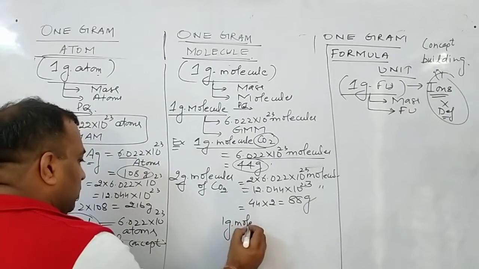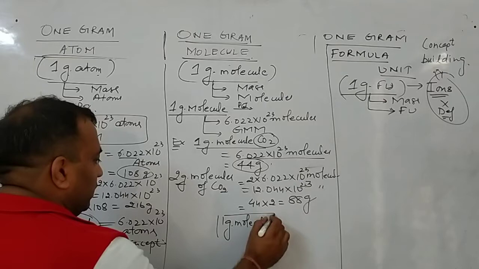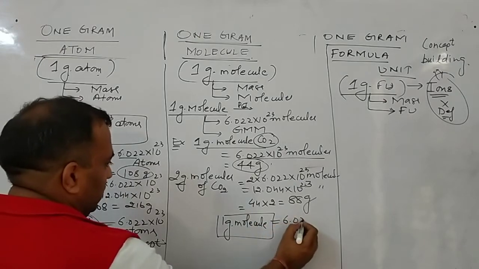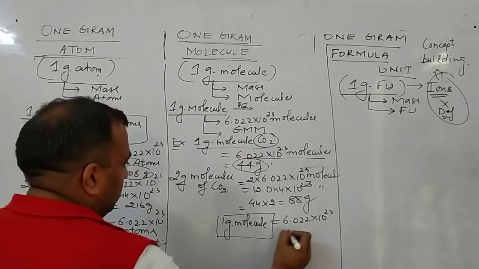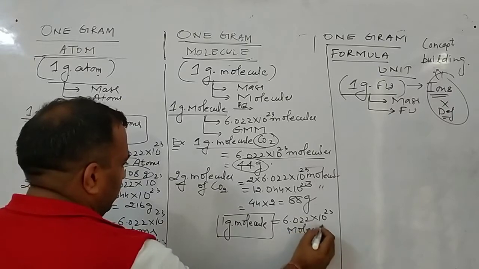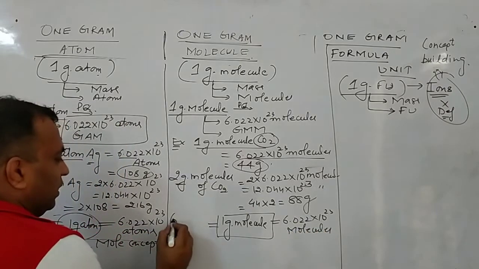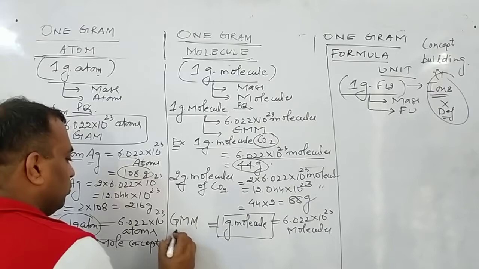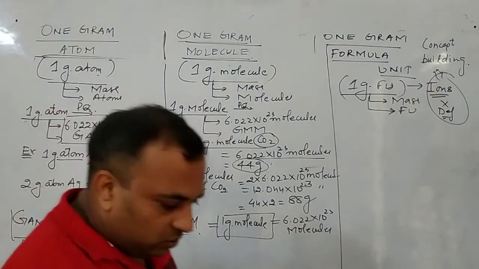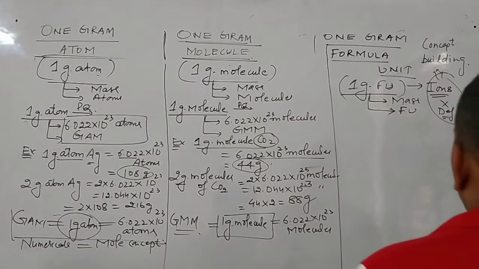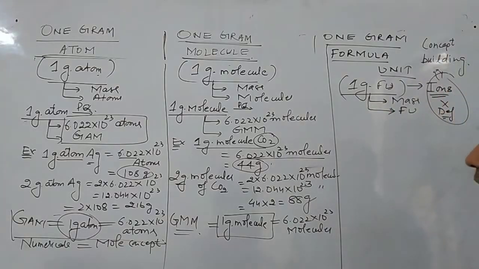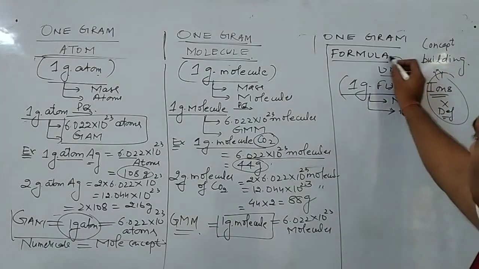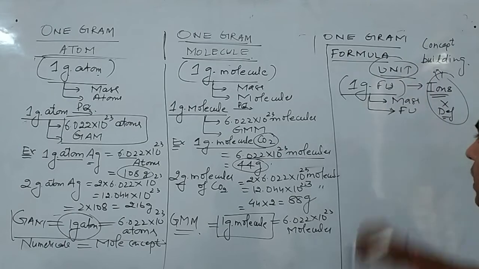1 gram molecule is a quantity which contains 6.022 × 10^23 molecules, having the mass equal to the gram molecular mass. Now I'll shift to the third part, that is the case of an ionic compound, which basically exists in the form of formula units.